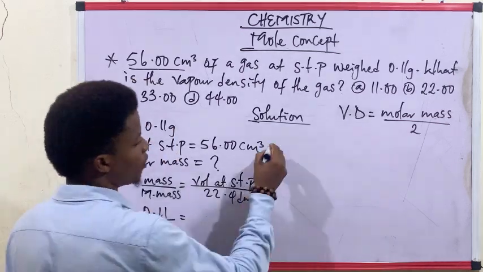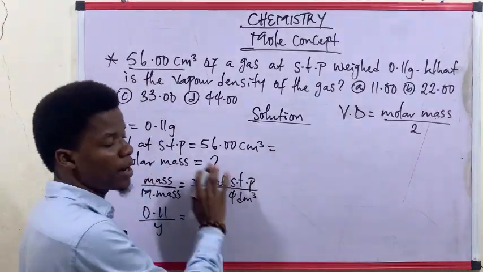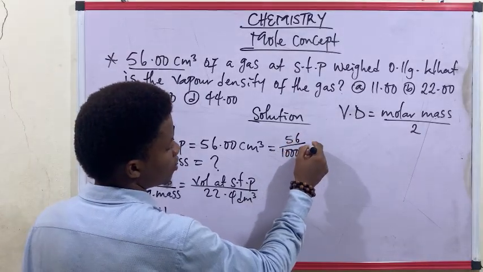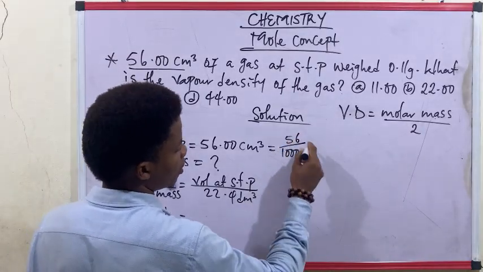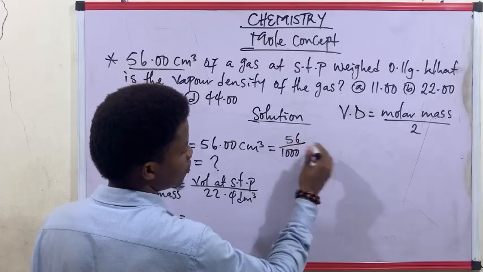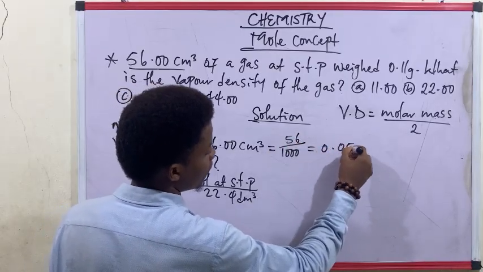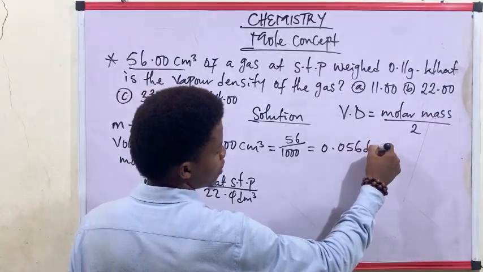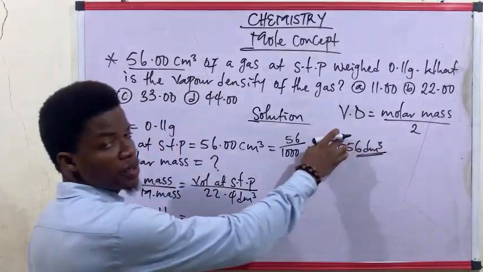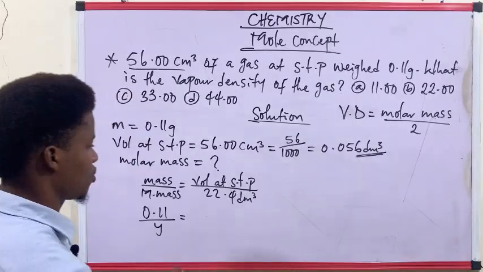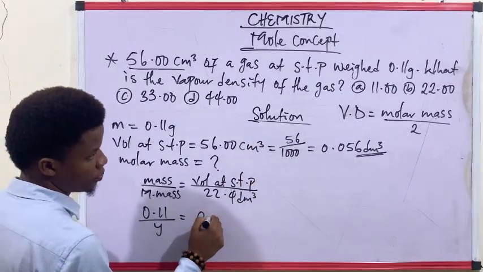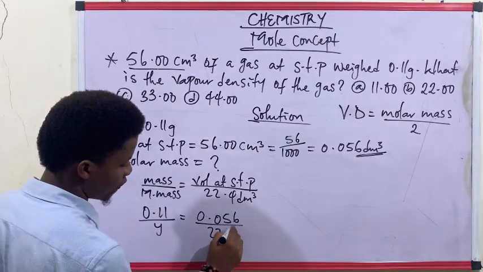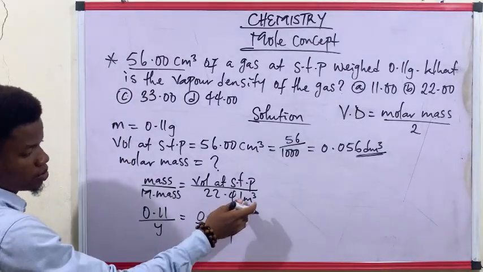So by the time we divide by 1000, we're going to have 56 all over 1000, which will now finally give us 0.056 dm cube. So this is what we will now be working with. So our volume at STP now becomes 0.056 all over 22.4 dm cube. So no need to add this dm cube.